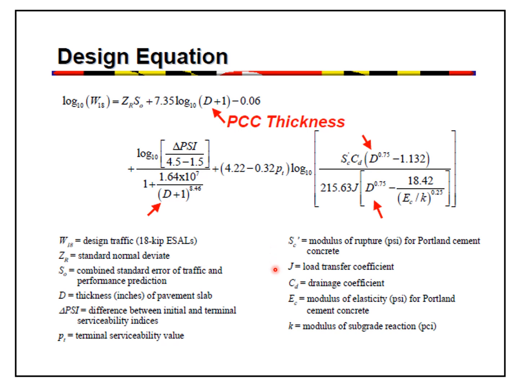J is the load transfer coefficient. C sub D, that is the drainage coefficient, and E sub C, that is the modulus of elasticity for Portland cement concrete in PSI, pound per square inch, and small k is the modulus of subgrade reaction, that is pound per cubic inch.